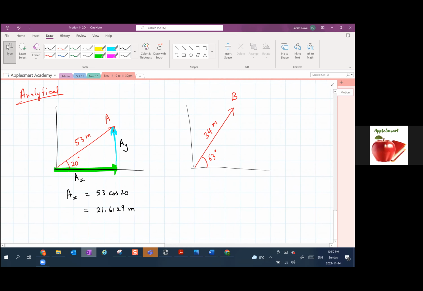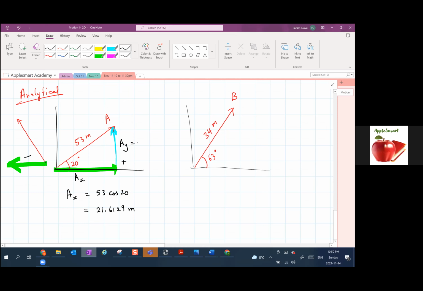Now, if your AX is pointing to the right, we're going to assign a positive. But let's say in some question, you have a vector that was in that direction, and you were trying to find out the X component. Then here, the X component will be pointing to the left. Then you would put a negative over there. Okay. But this is not the situation right now, but just a heads up. So in this case, AX is positive, so we leave it like that.